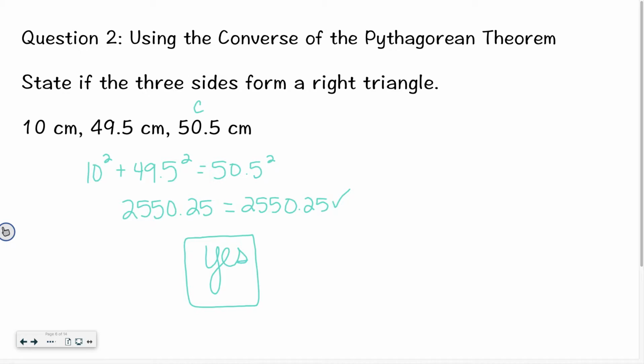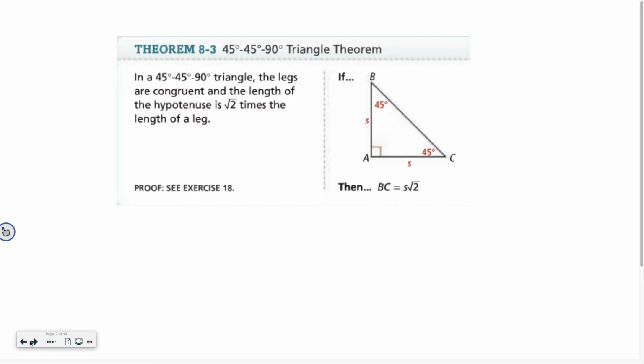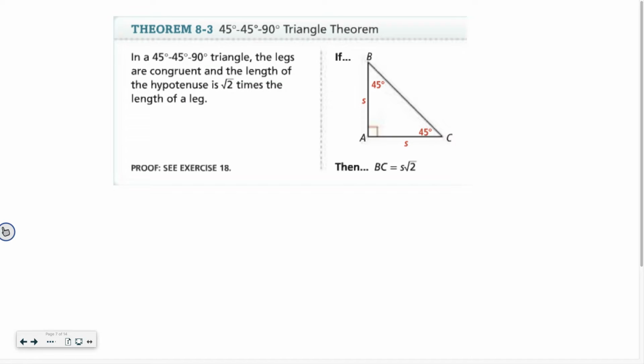All right, hopefully for this one you saw that these three sides do form a right triangle, because 10 squared plus 49.5 squared equals 50.5 squared. Hopefully you made sure to set up your equation correctly, where you had the biggest number set as C and therefore on its own. All right, so that's our basic right triangle theorem that we have been using for a while.